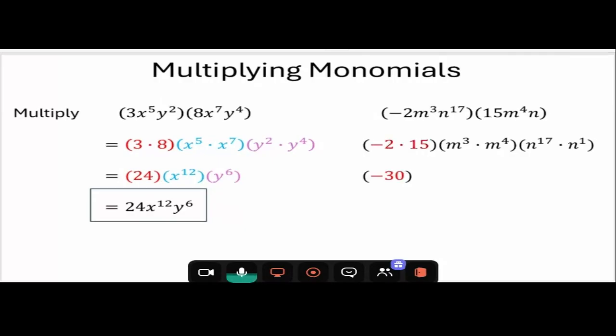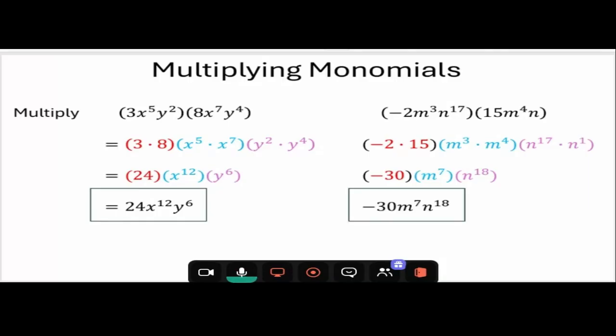So negative 2 times 15 is negative 30. N cubed times m to the 4th, 3 plus 4 is 7. N to the 17 times n to the 1, 17 plus 1 is 18. And there is our answer.